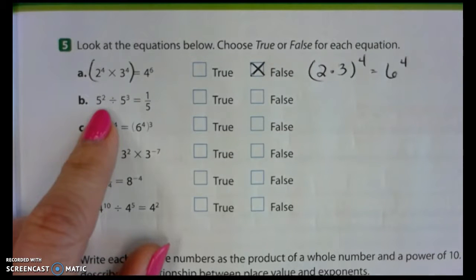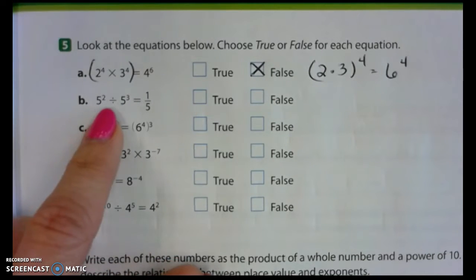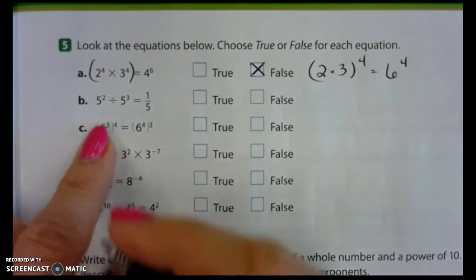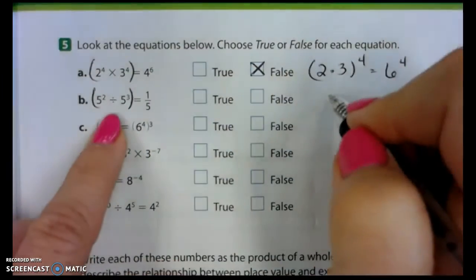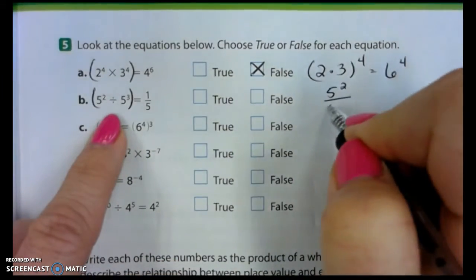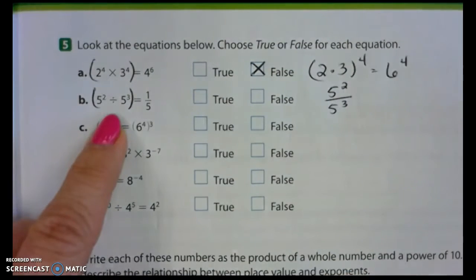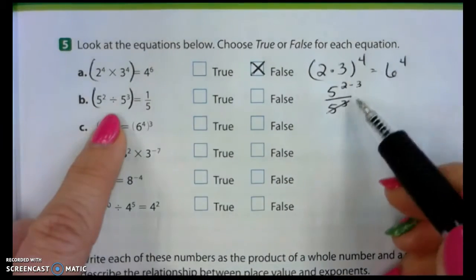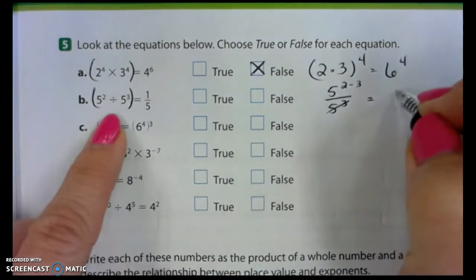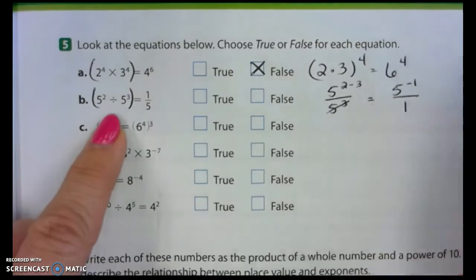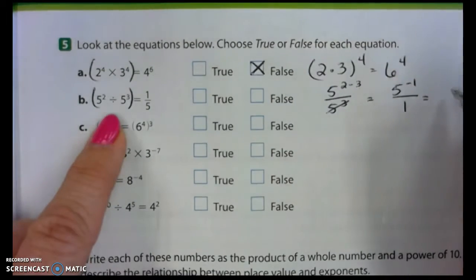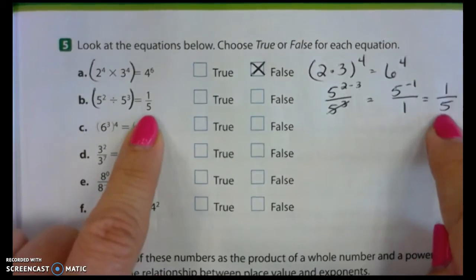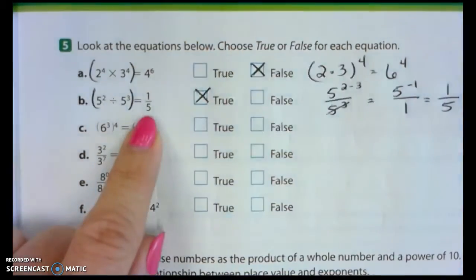On B, I've got 5 squared divided by 5 to the 3rd, and they want to know if it's going to equal 1/5. Now, 1/5 is in simplest form, so we need to work with this one. Typically, we write our division as 5 squared over 5 to the 3rd, which would tell us it is the quotient rule, and we need to subtract. So we subtract the bottom exponent from the top, which will give us 5 to the negative 1 over 1. Then we flip the reciprocal to make the exponent positive, and we get 1/5. Since 1/5 is equal to 1/5, this one is true.